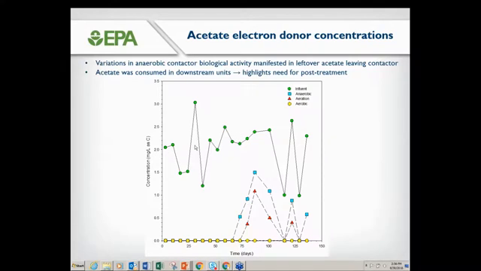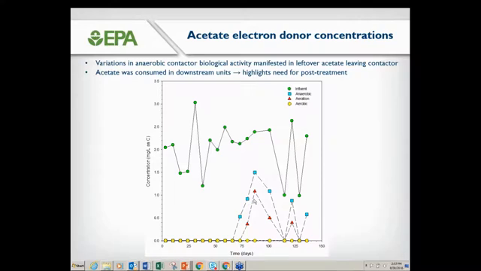So one of the things we track pretty closely is what happens to acetate in our pilot systems when we're adding it. We have influent acetate concentrations with the green symbols, an average of 2 milligrams per liter of carbon in the influent to the anaerobic contactor. For about the first half of the study, the acetate was completely consumed inside the anaerobic contactor. Then we're still not sure what happened, but this is one of the issues with biological treatment: sometimes you're not completely sure what's going on inside your contactors.